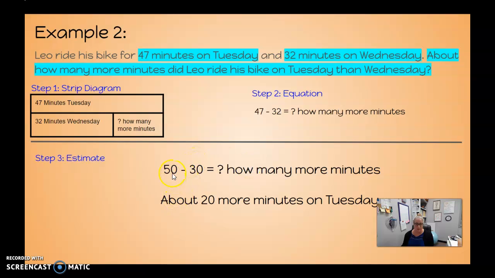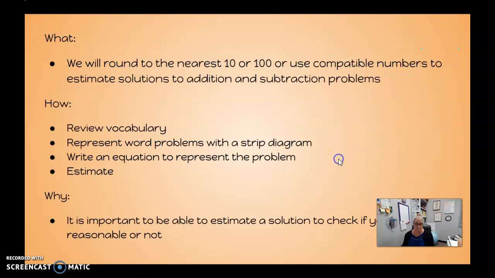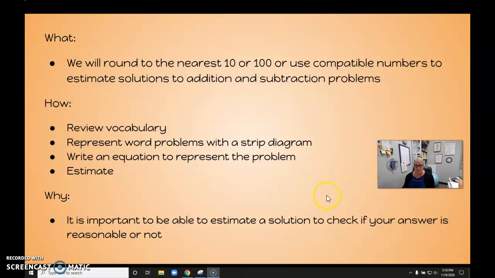So when I subtract 50 minus 30, and remember I can use expanded form, base 10, number lines, maybe you just know, whatever works for you, that's fine. I'm going to do 50 minus 30, and when I do, I know that it's about 20 more minutes on Tuesday than it was on Wednesday. And again, I get to stop there. I don't have to solve because my question was asking me about the estimation, and I knew that because of this word about.